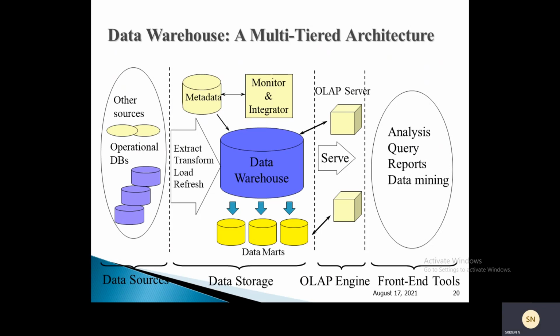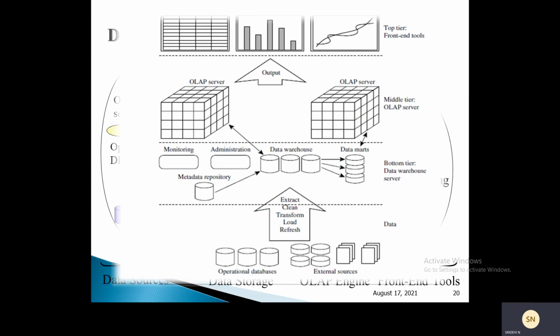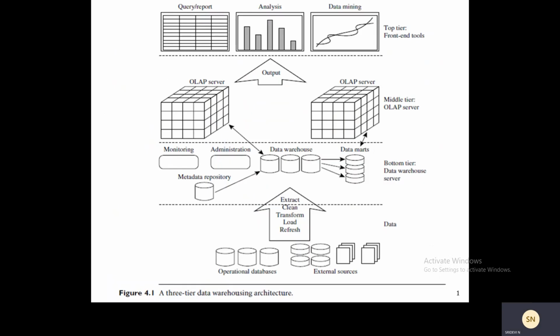When it comes to data warehouse architecture, we have the multi-tiered architecture. It's a three-tier architecture wherein the bottom tier is a data warehouse database server. This is the bottom tier. We have a data warehouse server, which is almost always a relational database, an RDBMS.